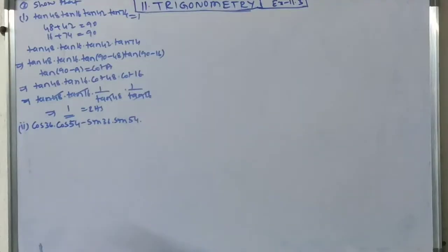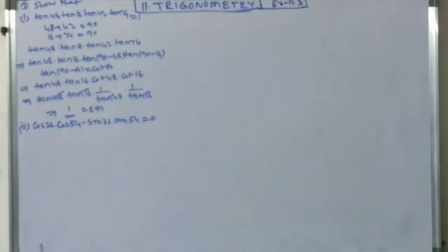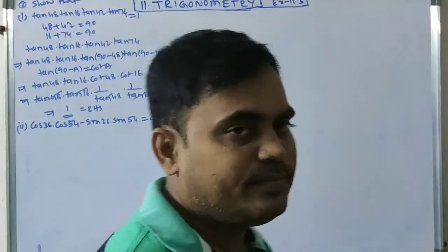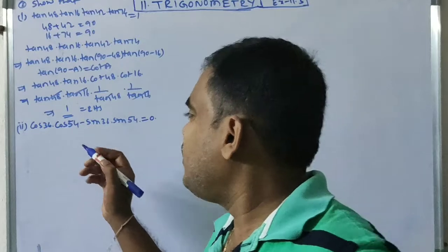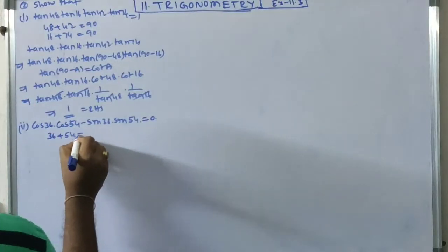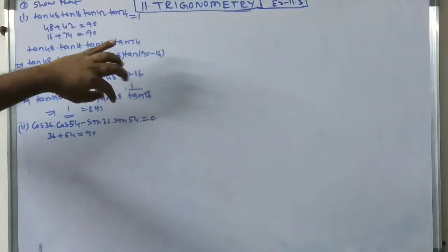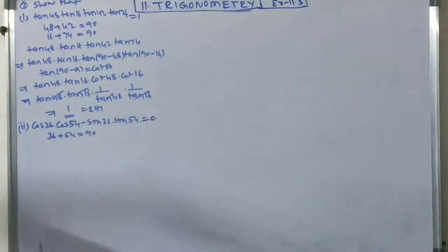So cos 36 cos 54 minus sin 36 sin 54 is equal to 0. We need to prove this one. To prove this, 36 plus 54 equals 90. I don't want to change the cosine part; I want to change the sine terms, this 36 and this 54.